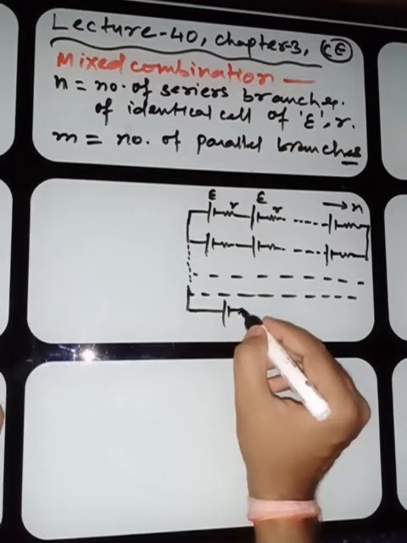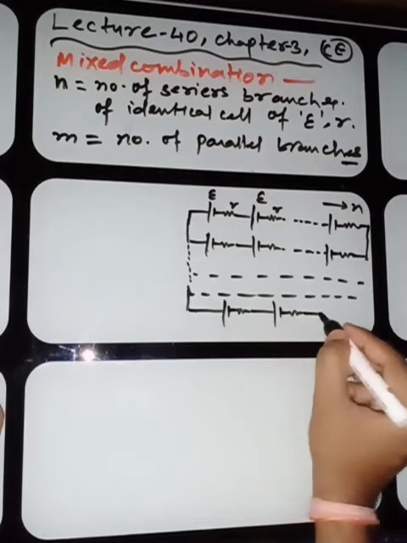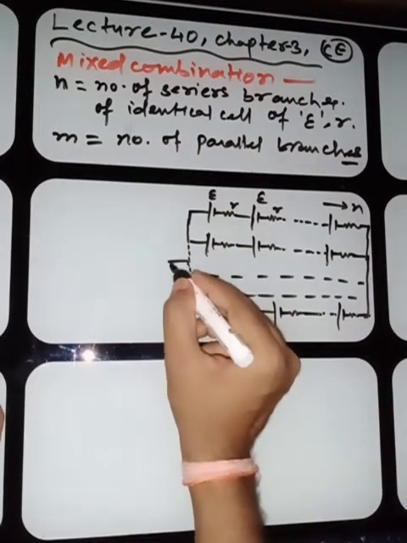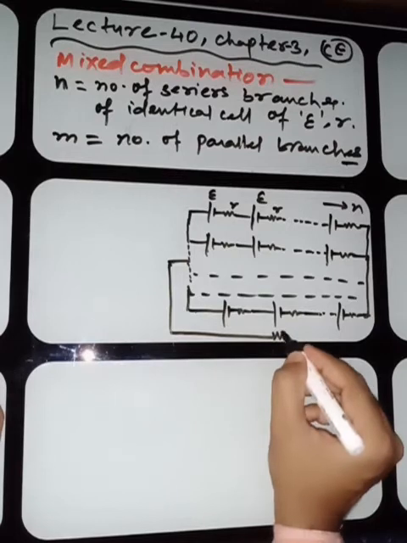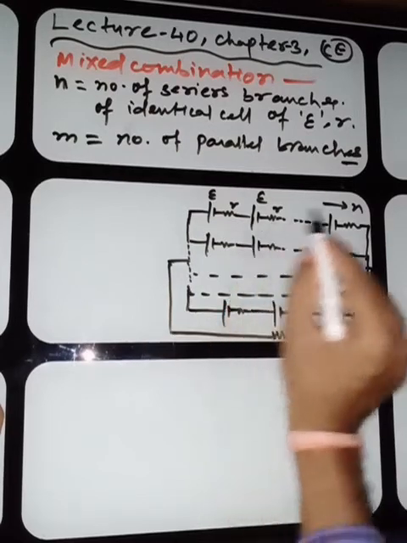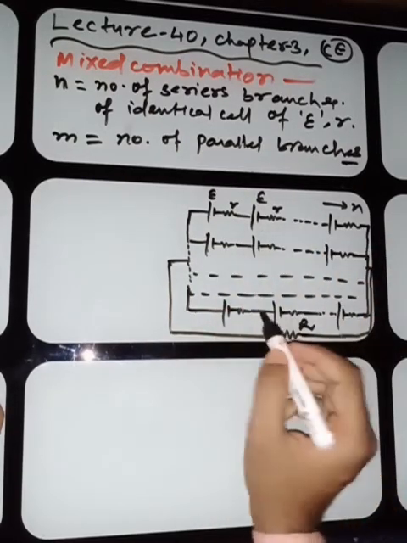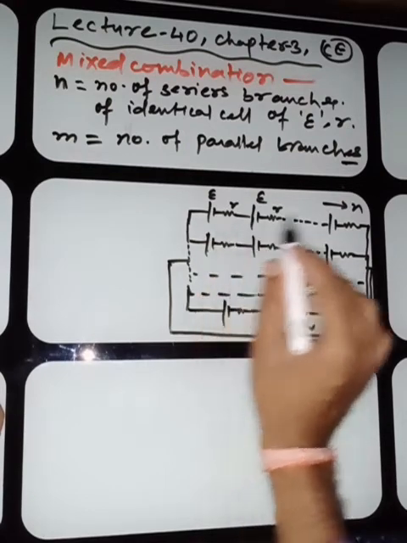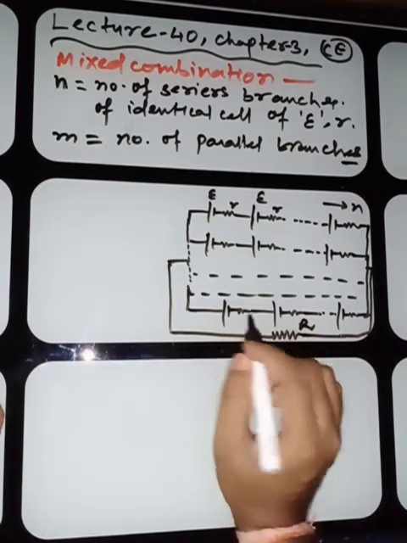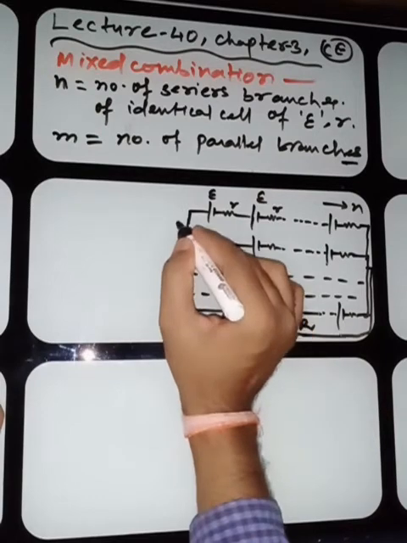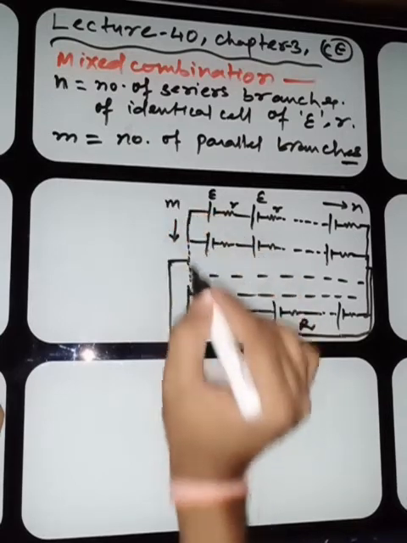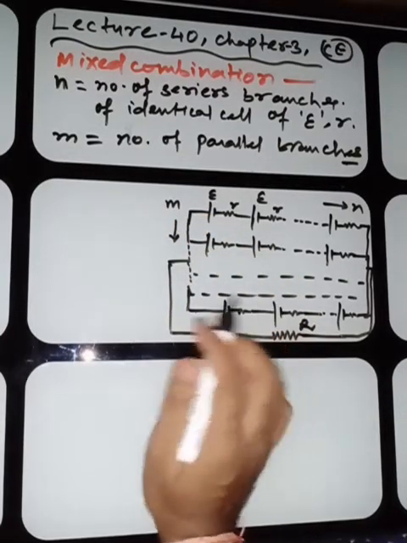This is all the internal resistance, and then we connect a load resistance, that is the external resistance R. All the values I'm not writing here, it will be very hectic. It is E, the identical cell EMF, and r is the internal resistance. This is the load resistance R. And how many branches are connected in parallel? 1 2 3 4 5 till m. So m number of parallel branches are connected in this way.